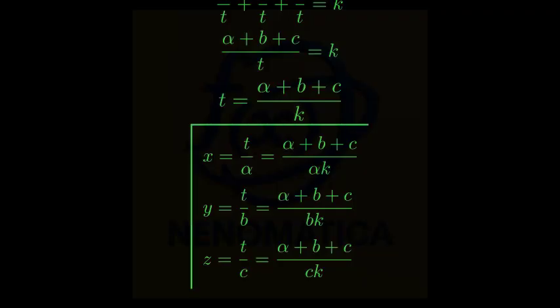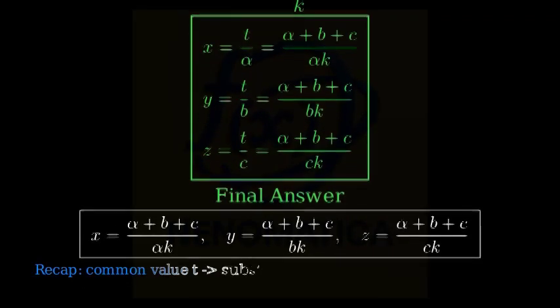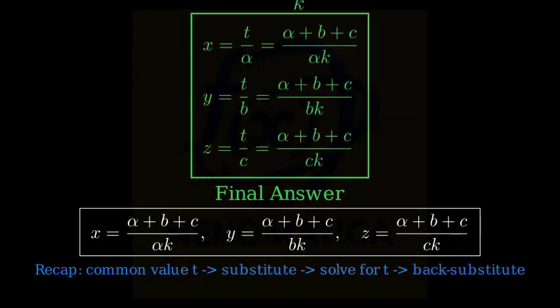Recap. We exploited the symmetry by setting the common value to t, expressed x, y, and z in terms of t, used the reciprocal sum to solve for t, and substituted back to obtain each variable explicitly.